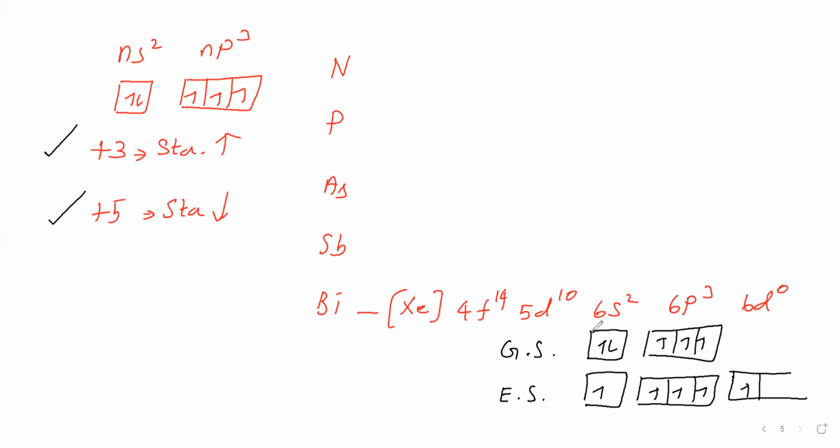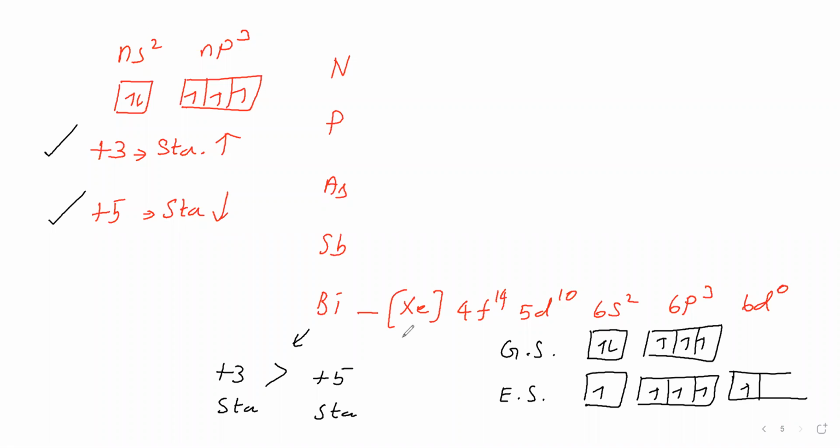The 6s electrons are difficult to go for unpairing. Therefore, +5 stability is low for bismuth and +3 stability is high for bismuth. So for the bismuth case, +3 stability is high and +5 stability is low.